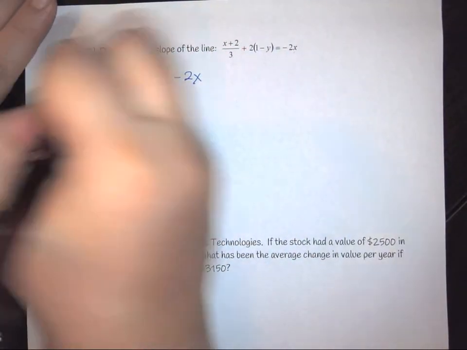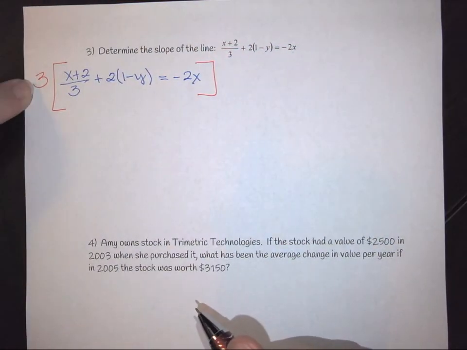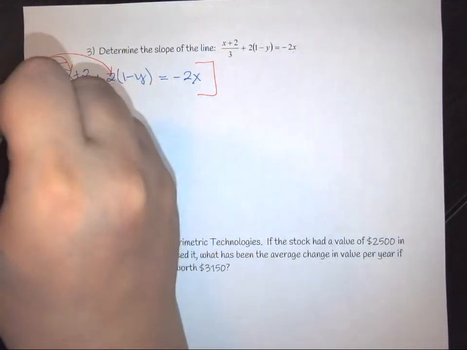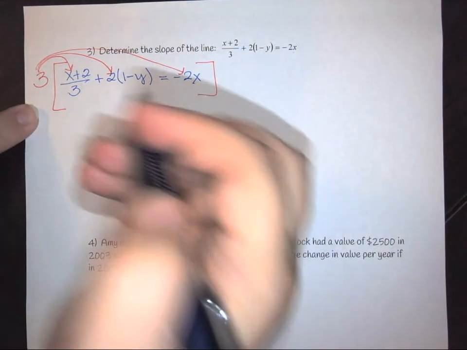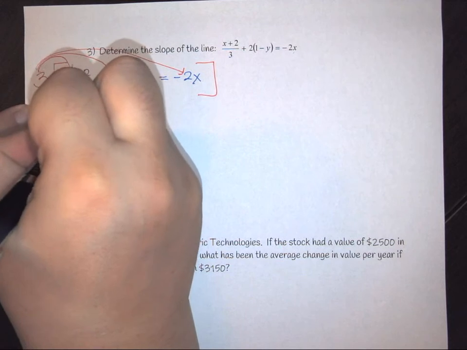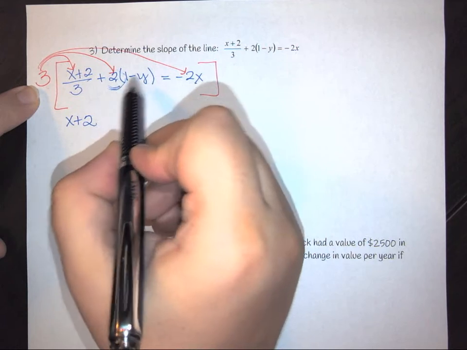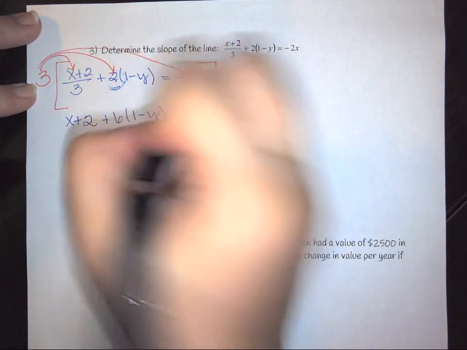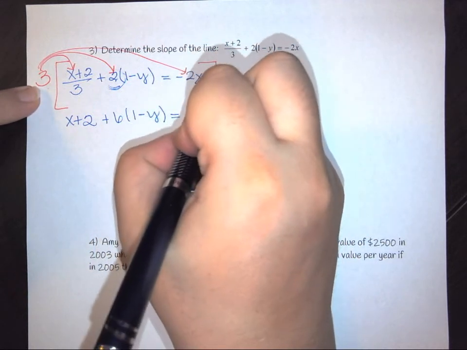So I am going to multiply this entire equation by 3. What that means is that this 3 is being multiplied to the first part, to the second part, and to the third part. So 3 over 3 cancels and is going to leave behind x plus 2. 3 over here is going to multiply just to this outer part here. It's going to leave behind the parentheses. And so 3 times 2 is going to be 6 times 1 minus y. And then this, again, 3 times 2 is going to give me a negative 6x.